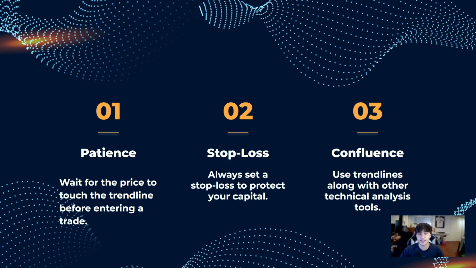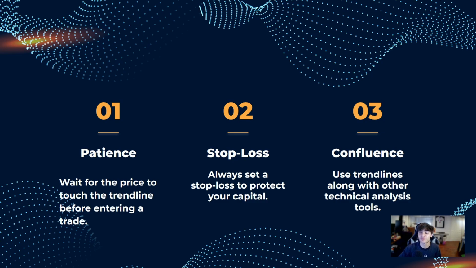All right, second thing, stop loss. You guys always need to set a stop loss to protect your capital. Trading is about the game of defense and staying in it for the long run. We don't want to wipe our account right away. And trust me, I have done this multiple times. I don't want you guys to make the same mistake.